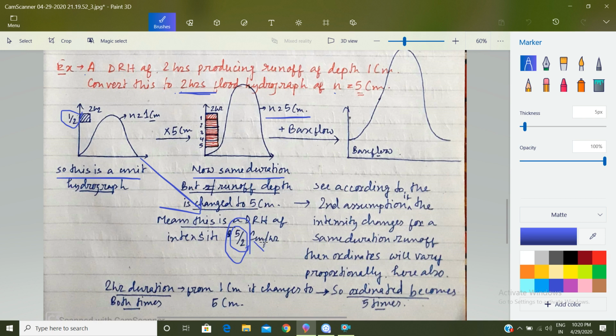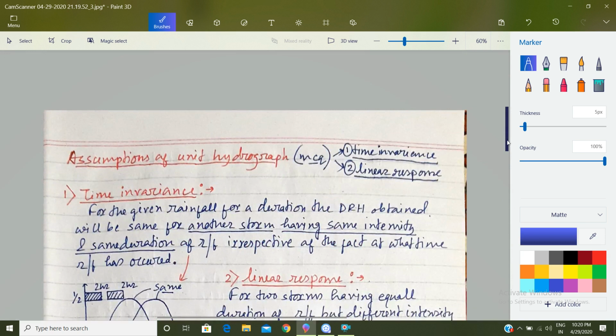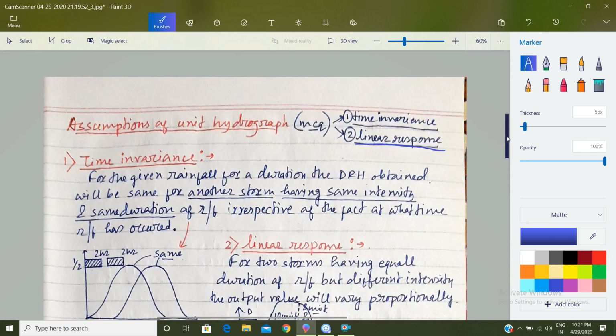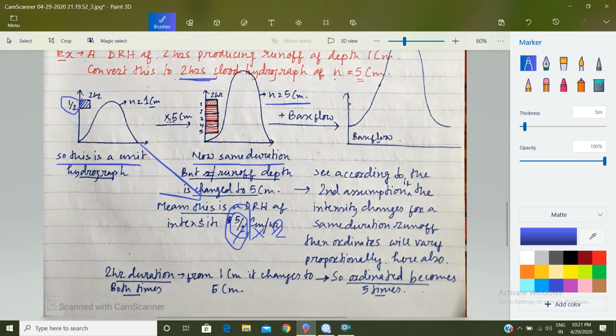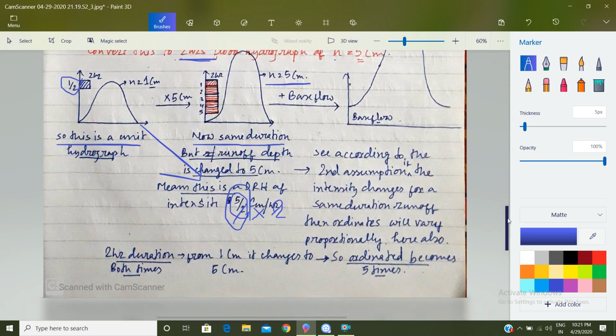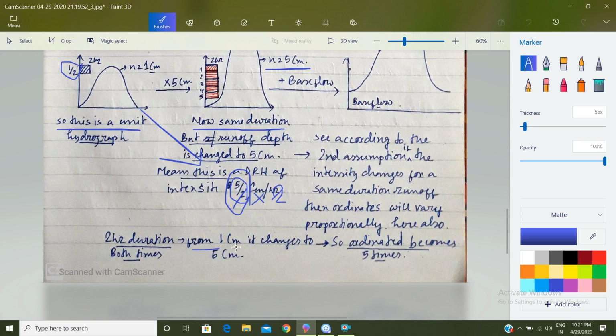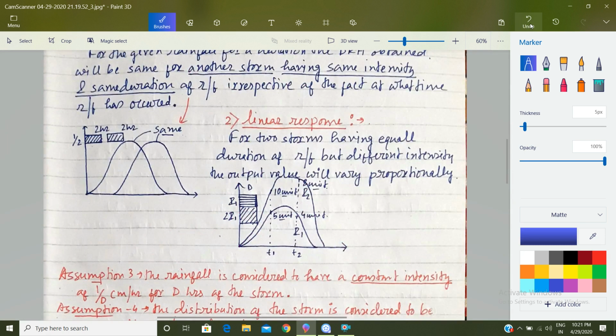5/2 into 2 equal to 5 centimeter. So this is written here. See, according to the second assumption, if the intensity changes for a same duration runoff, then ordinates will vary proportionally. What was the second assumption? It was linear response, isn't it? So see, this is linearly varied by 5, and this is known as linear response. For 2 hour duration, from 1 centimeter it changes to 5 centimeter, so the ordinate becomes 5 times. The same thing is written here.